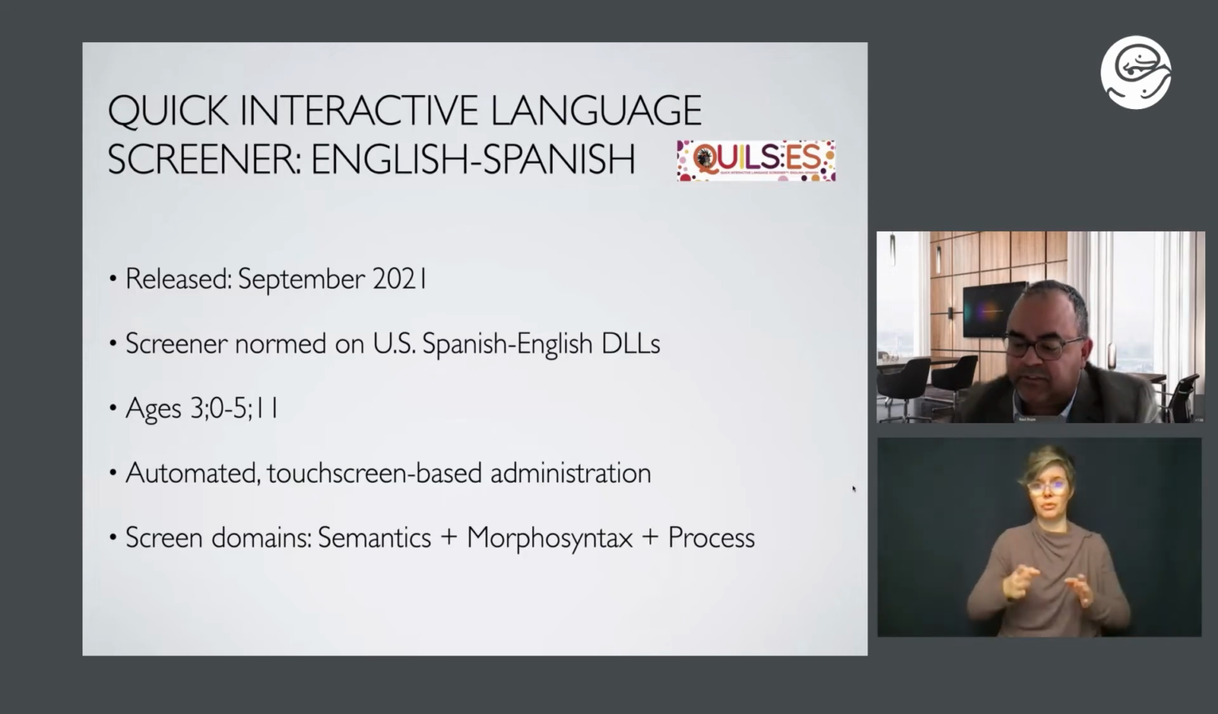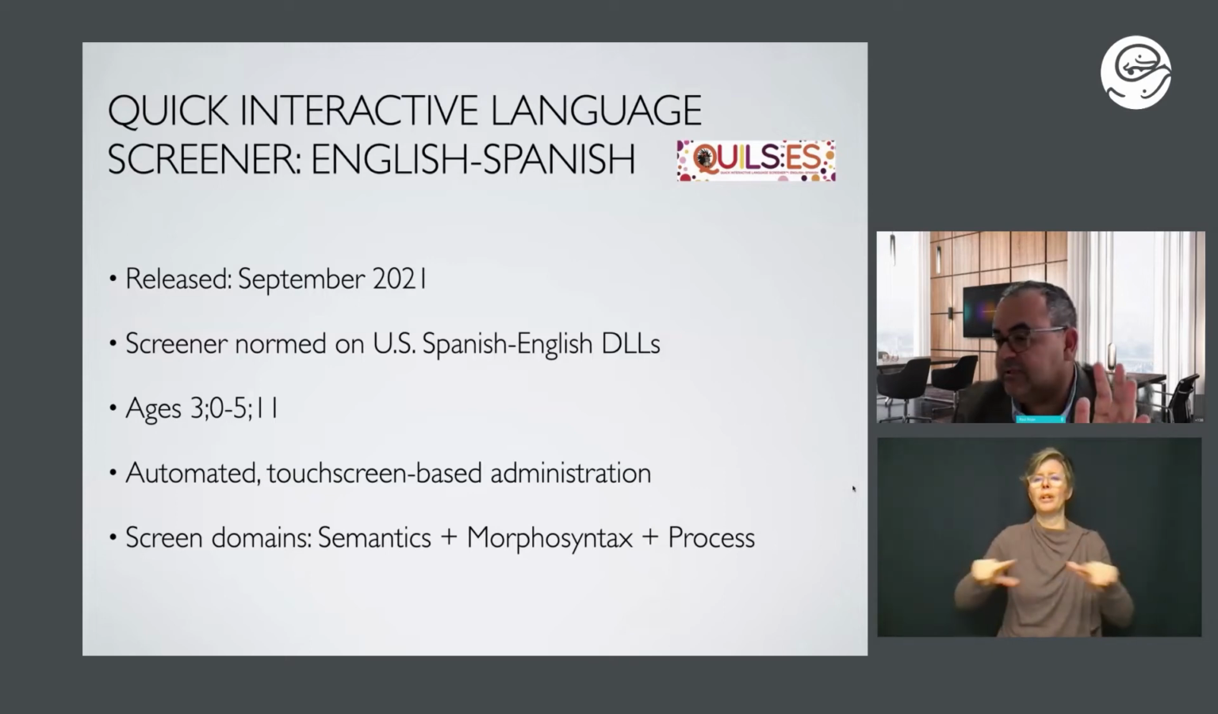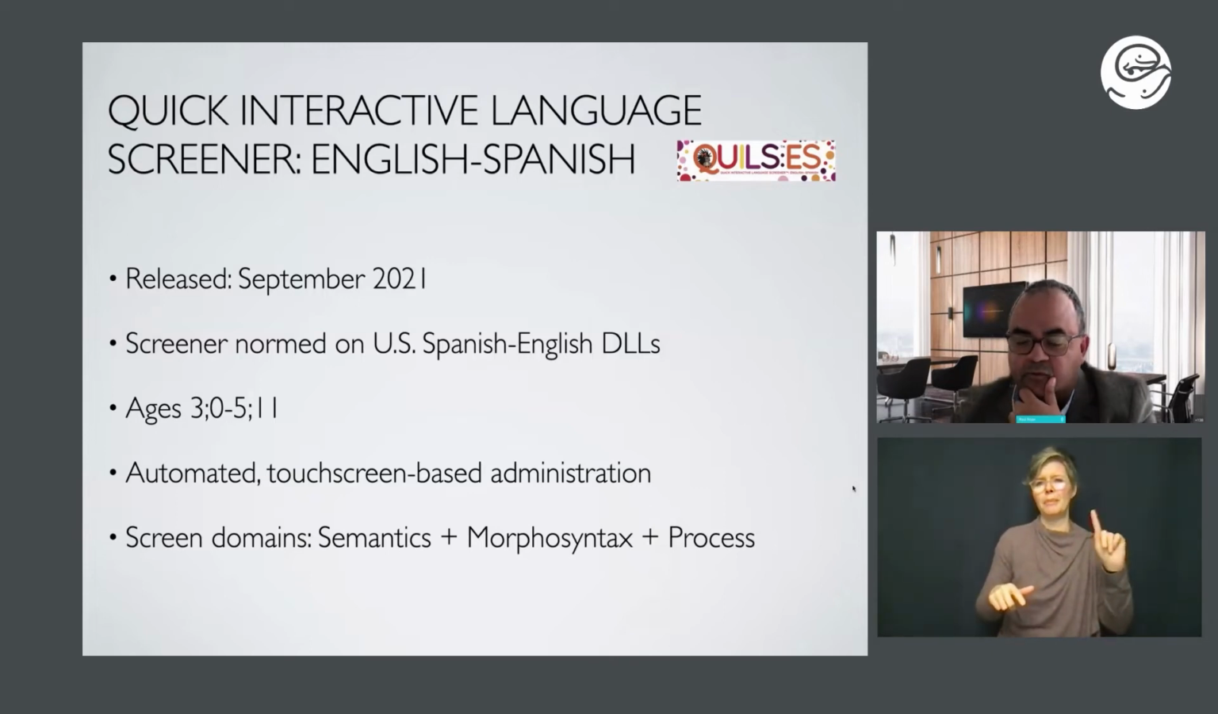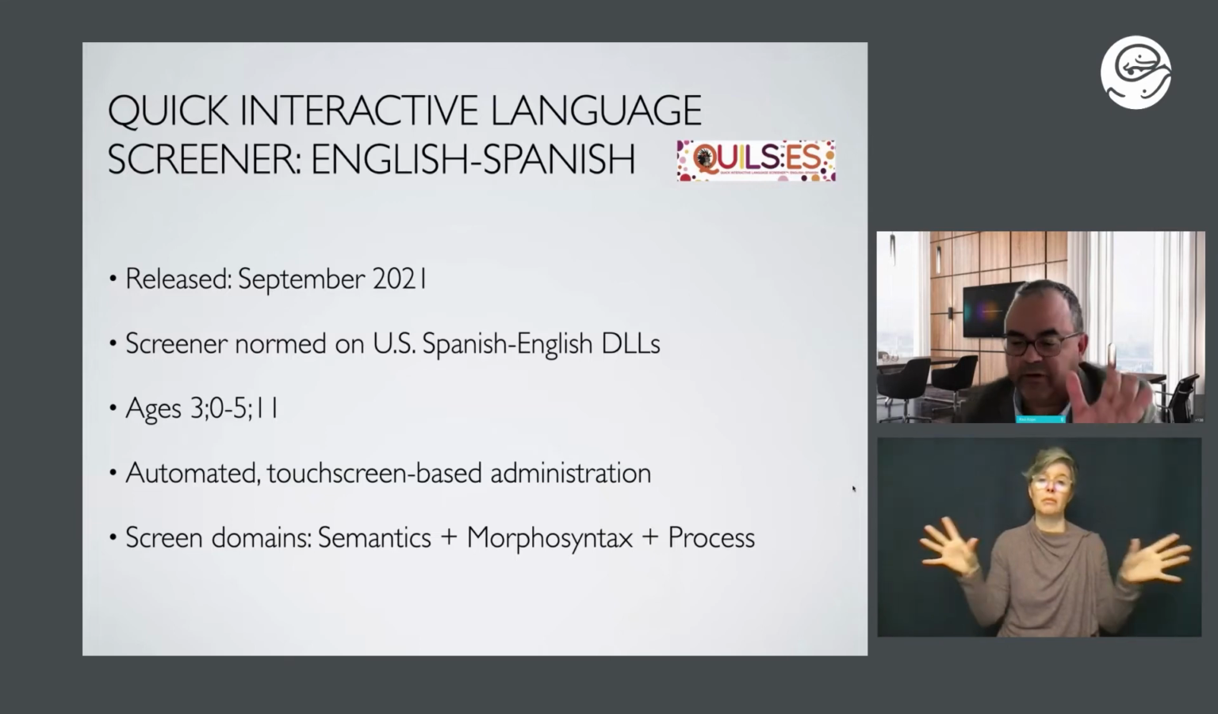How long does it take to administer? It's a good question. Each language takes about 15 to 20 minutes, depending on the kid. So the whole thing might take somewhere between 30 to 40 minutes.